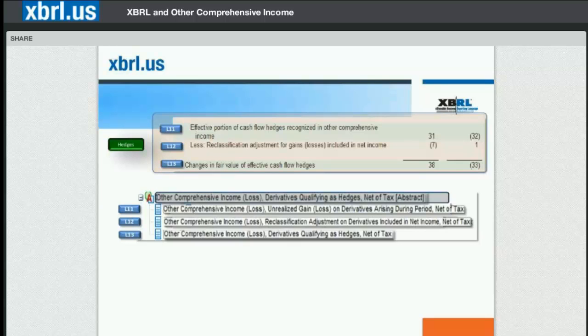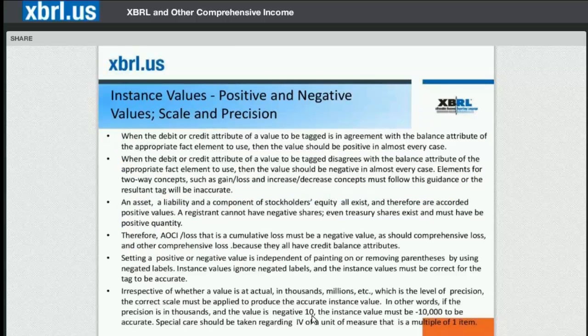L12 is the reclassification out of AOCI of such previously recorded amounts, typically booked upon closeout of the hedge when consummation of the hedge transaction occurs. L13 shows the net impact on OCI for the period of derivative instruments and effective cash flow hedges that existed or terminated during the period, the ins and the outs, in other words. And again, these are consolidated, so no domain members are needed.